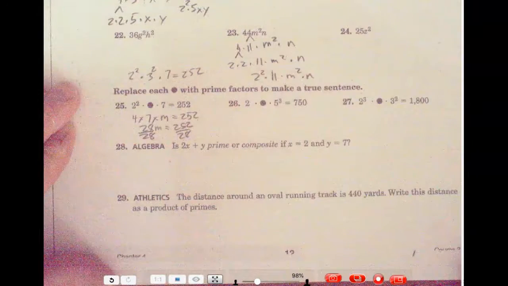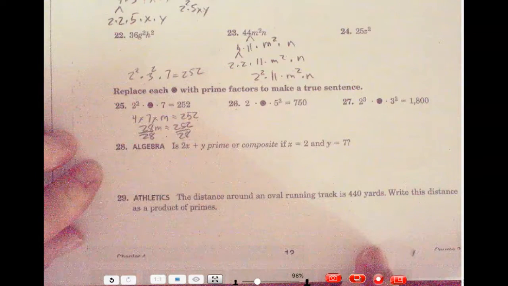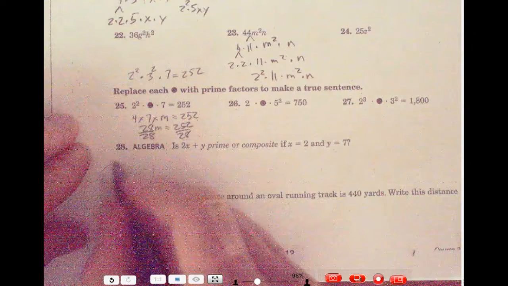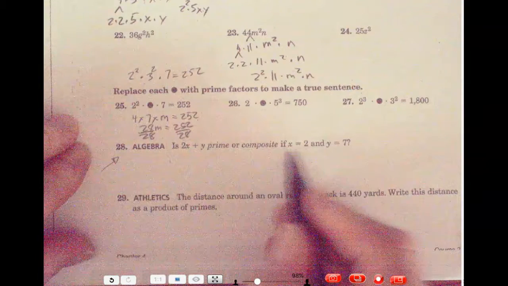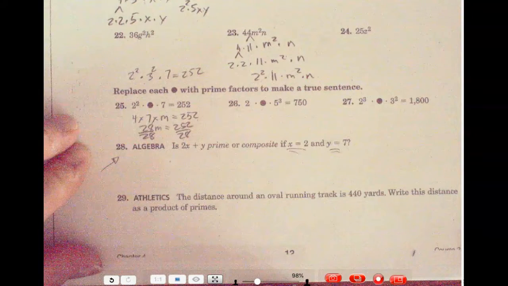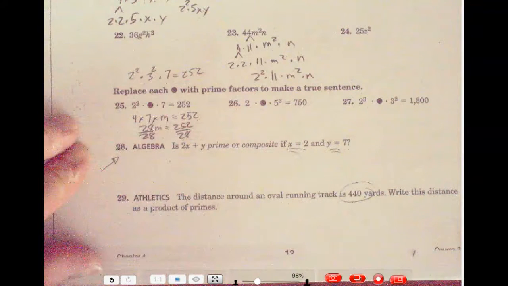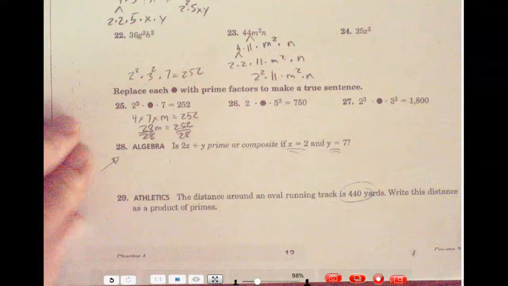All right. I'll let you look at the last couple of word problems on your own. This one's a little challenging, but go ahead and substitute the values in. You can do that. And this one's really pretty easy. It looks complicated, but just write the prime factorization of 440. Good luck.